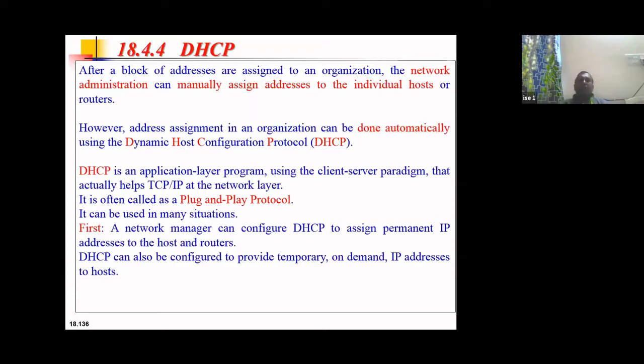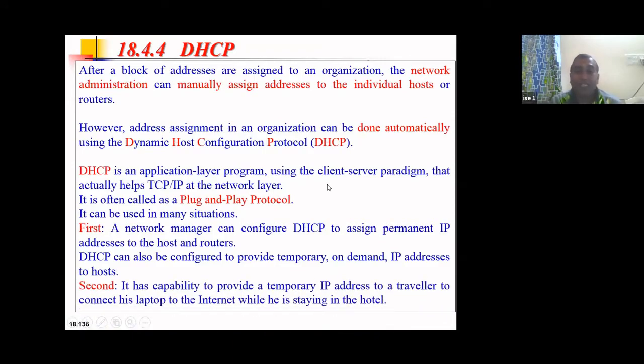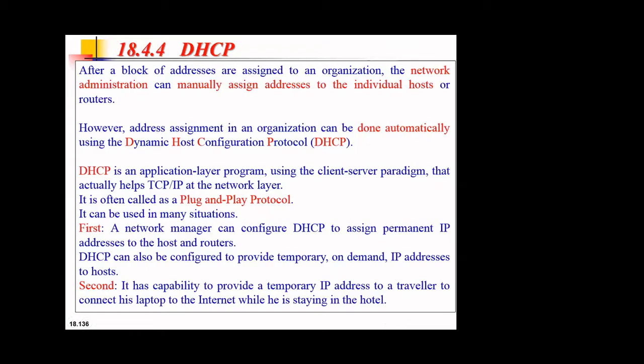In the first method, the network manager can configure DHCP to assign a permanent IP address to hosts and routers. This can be done. So there are two types of addressing DHCP will do. One is that the network manager can configure DHCP to assign a permanent IP address to each host. You got the idea? In the routers. DHCP can also be configured to provide a temporary on-demand IP address. Both are possible here.